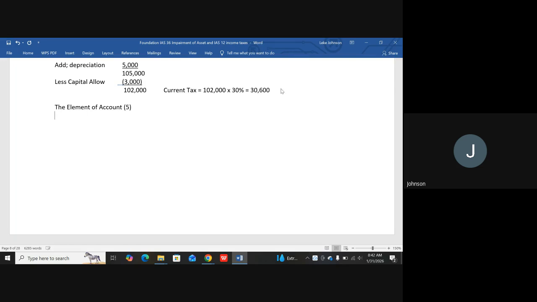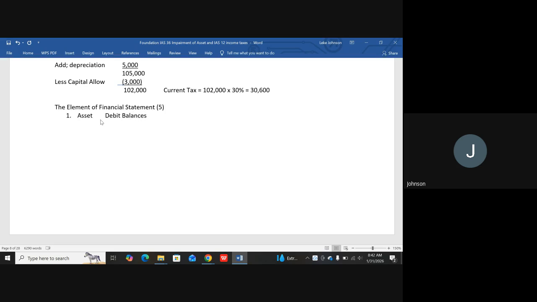Okay, so the first one, number 1, we have assets. Asset is one of the elements of the financial statement. There are 5 elements of the financial statement, and these elements are what we also use when we are trying to create our chart of accounts. So the first one is asset. Asset always has debit balances all the time.